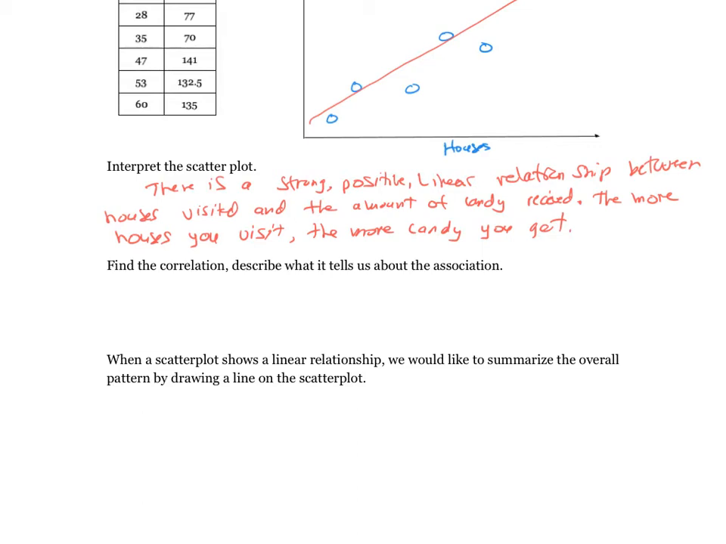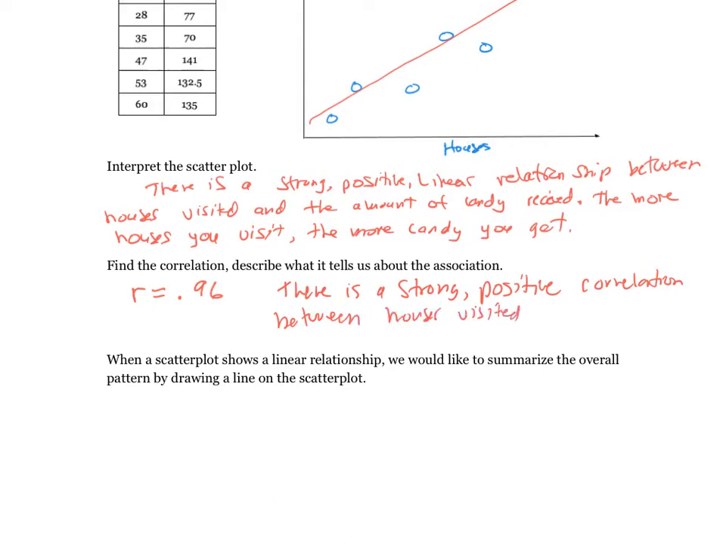So on our calculator, we'll find the R value, and the R value is 0.96 if you round to the hundredths place. So remember, that tells us that there is a strong positive correlation between houses visited and the amount of candy received.